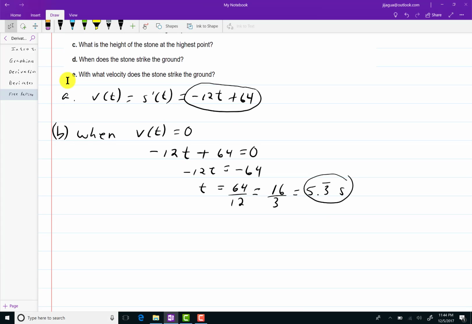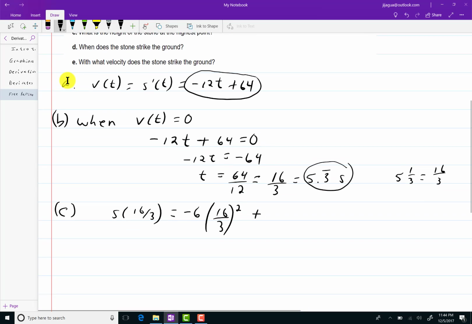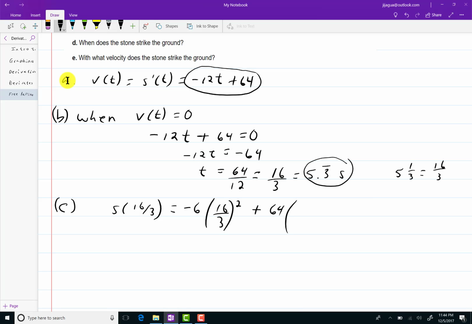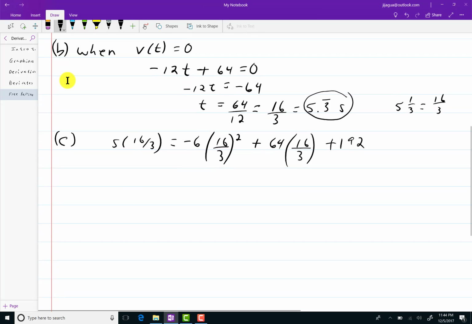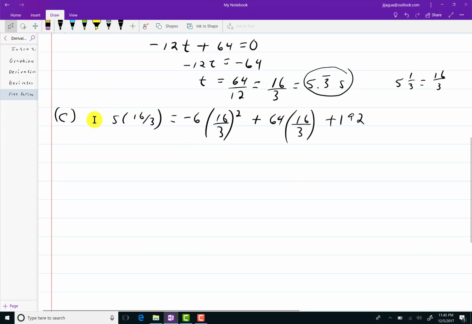What is the height of the stone at its highest point? So part C, well, the height or the position, I need to plug in. I guess I don't know that I want to use the decimal because I'm going to be squaring it and things like that. It was also 5 1/3, or it was 16 over 3. This is going to be the most desirable thing to plug into here. s of 16 over 3 equals negative 6 times 16 over 3 squared. I'm refusing to use the calculator in case you're wondering why I'm not going that way. You can, of course, use your calculator for all these things if you want. Plus, what was the initial velocity there? 64. 64 times 16 over 3 plus 192. So this tells us how high the object actually went, because s measures things in terms of feet.